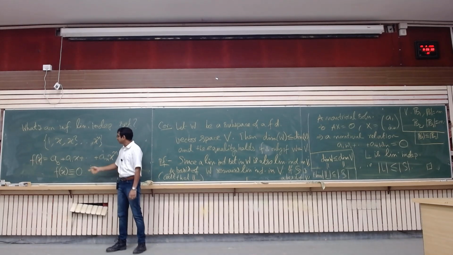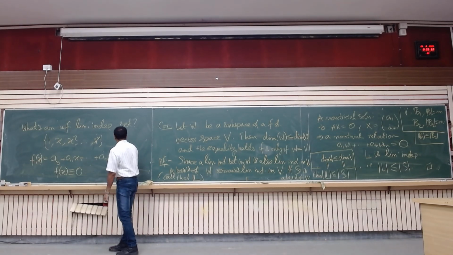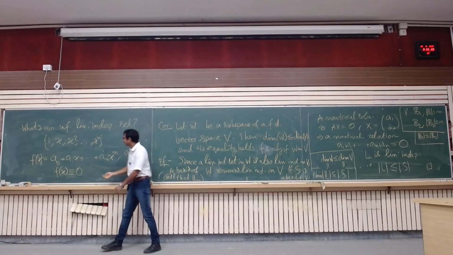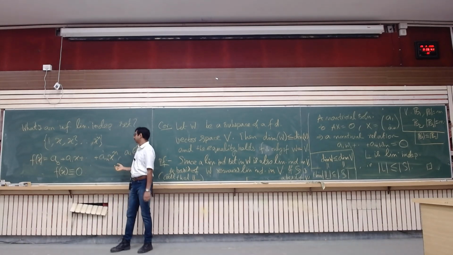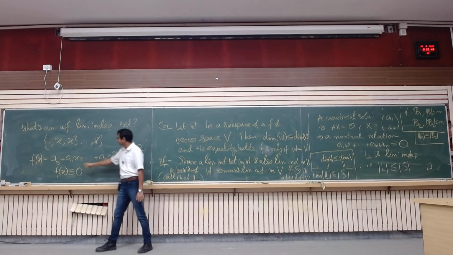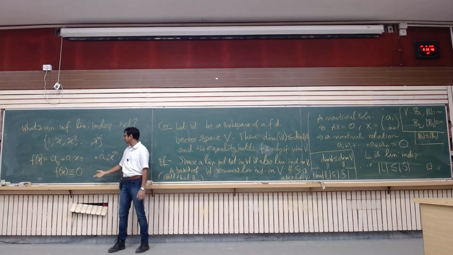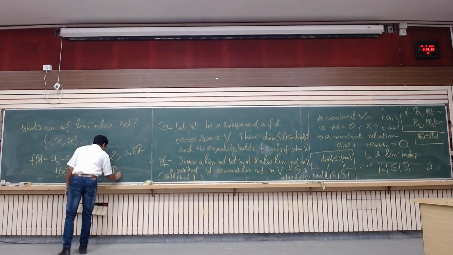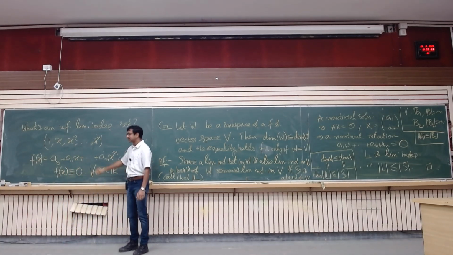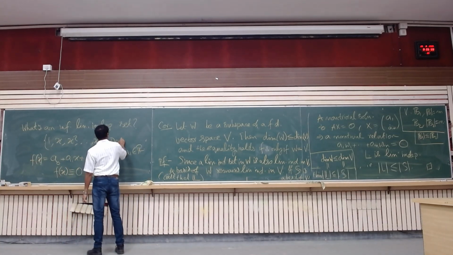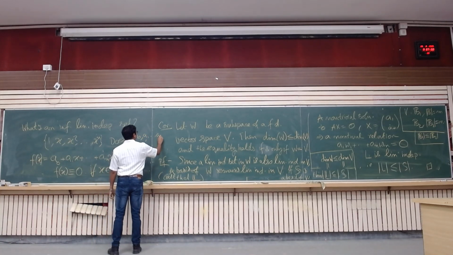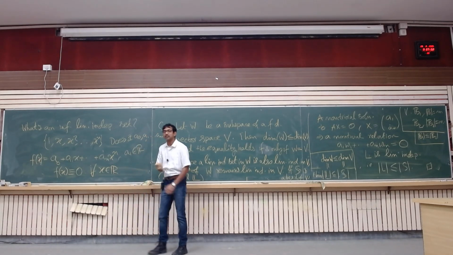So the question is, if all these a_i are considered in R, or some field C as well, or for the moment take them in R, does there exist a0, a1, ..., an such that this is equal to 0 for all x in R? Does there exist a0, a1, ..., an such that this happens?